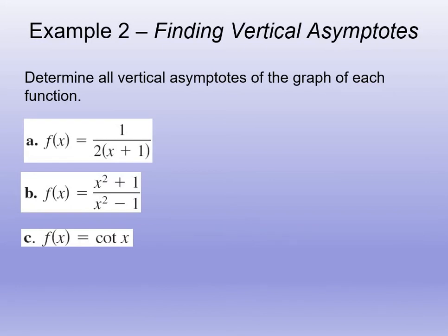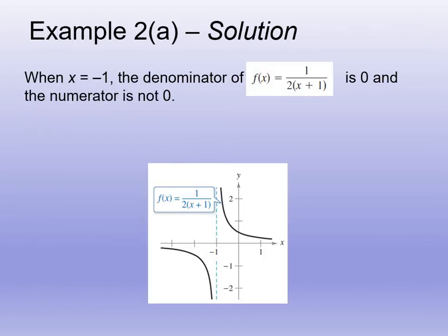All right, so we're going to find all the vertical asymptotes of each one of these functions here. We're going to do 3 different examples as we go through this. The first one is f of x equals 1 over 2 times x plus 1. We already kind of took a look at this one earlier.